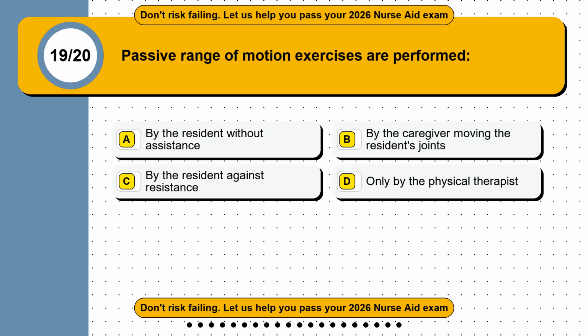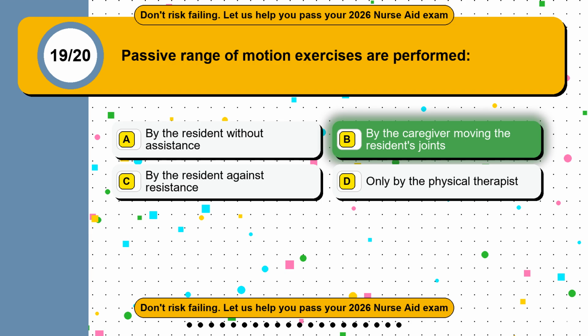Question 19. Passive range of motion exercises are performed. Option A, by the resident without assistance. Option B, by the caregiver moving the resident's joints. Option C, by the resident against resistance. Option D, only by the physical therapist. The correct answer is option B, by the caregiver moving the resident's joints.